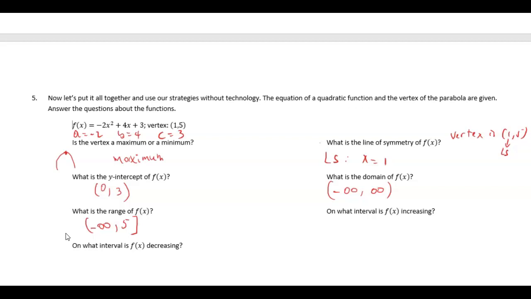And on what interval does the function increase? If the graph of the function opens down, it increases from negative infinity all the way to the x value of the vertex, which is 1. And then it decreases from the x value of the vertex to positive infinity. So it's decreasing from 1 to infinity. So that's all we have about quadratic functions.